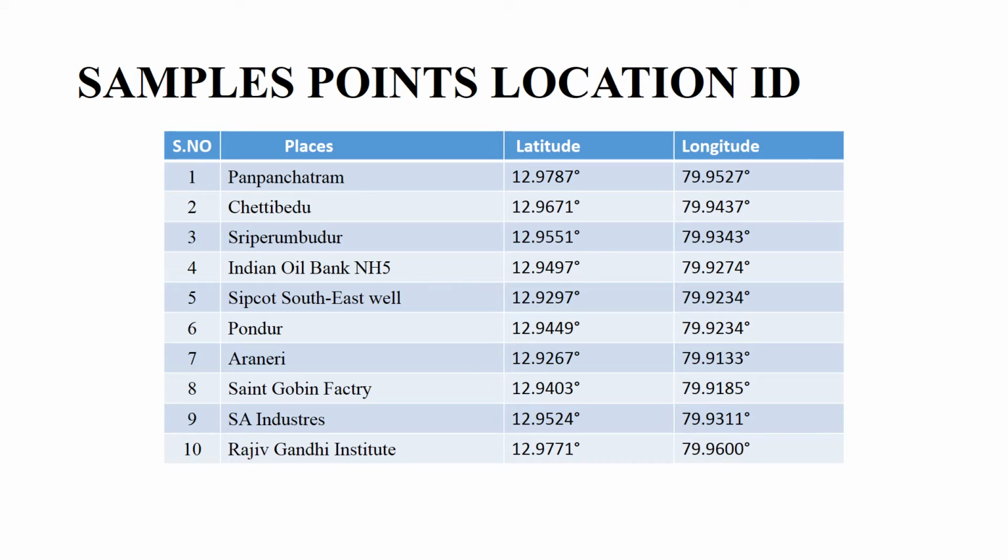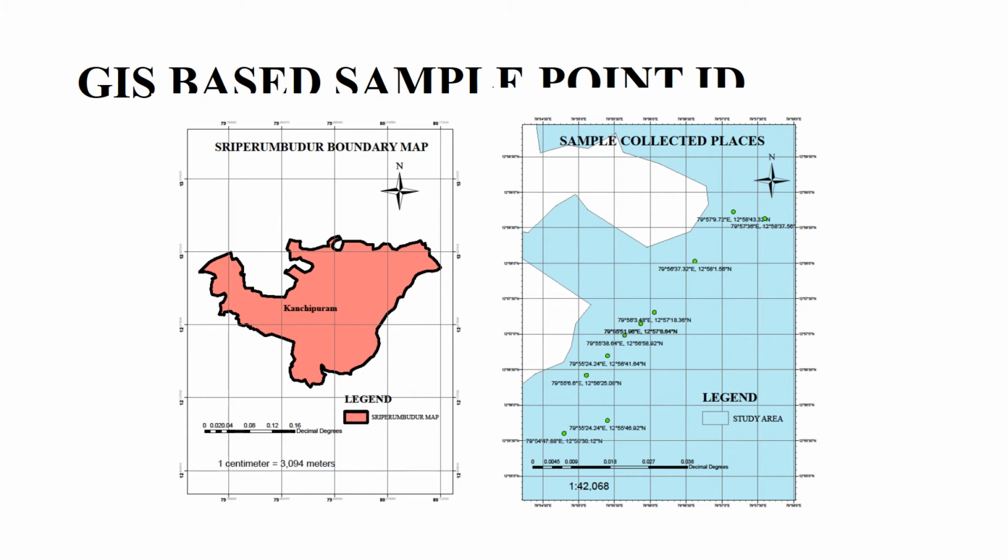Our sample point location IDs by place: 1 Papanjatiram, and the latitude and longitude are plotted. Place 2 Chettipedu, place 3 Sriperumbudur, place 4 Indian Oil Bank of NH4, place 5 Sipcot South East Well, place 6 Pondur, 7 Araneri, 8 Jain Gobin Factory, 9 SA Industry, 10 Rajiv Gandhi Institute. These are the images of the GPS based sample point IDs.